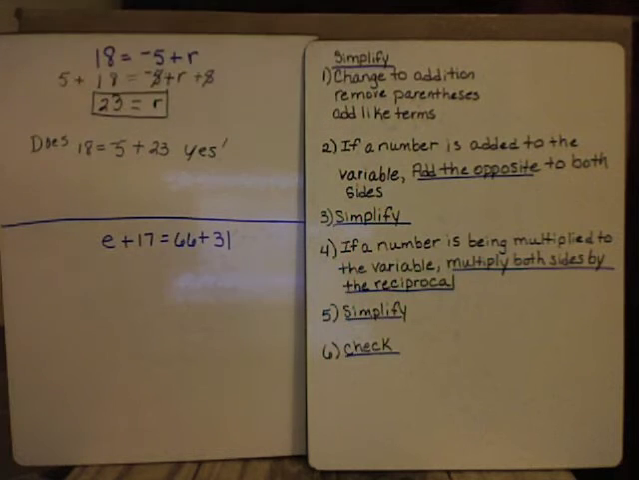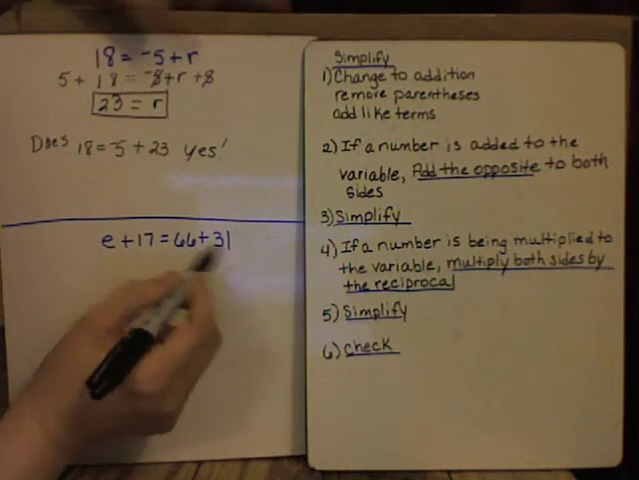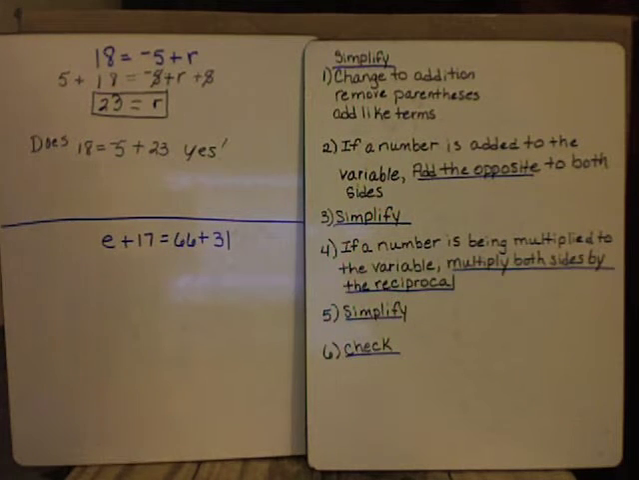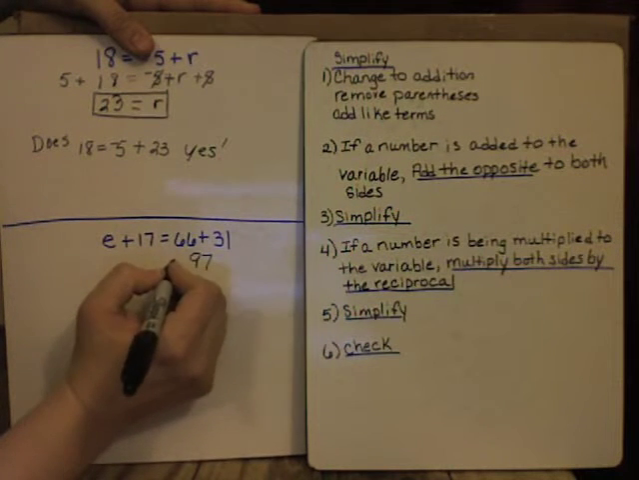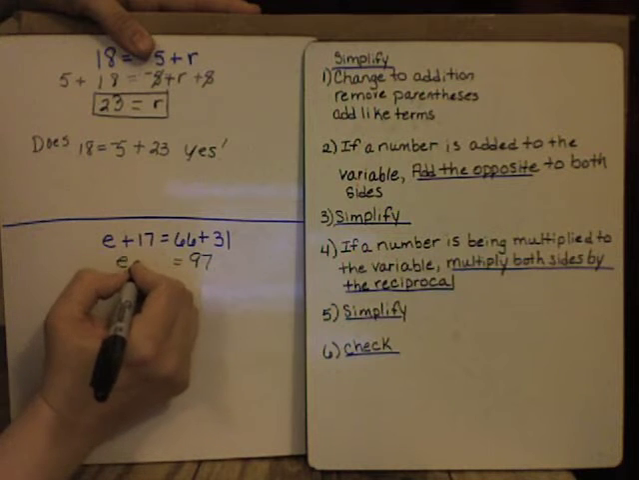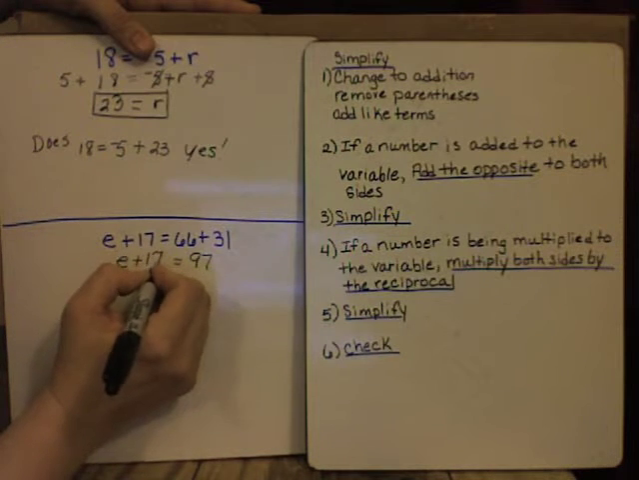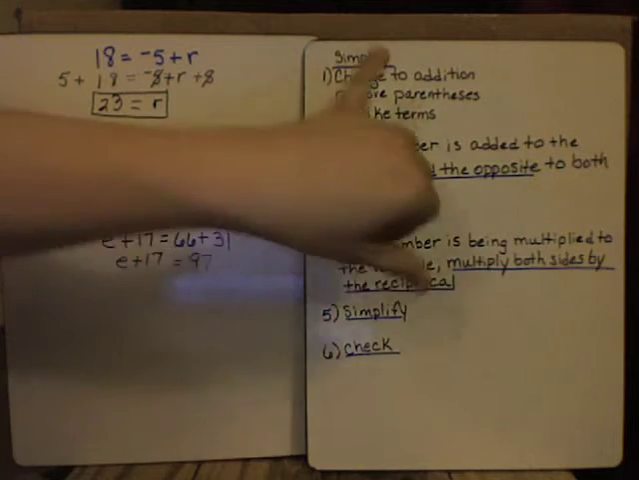Add like terms. Now we do have some like terms on the same side of the equals. On the right side we have 66 and 31. So we can go ahead and combine those two numbers together. 66 plus 31 is 97. And then just write the rest of the equation. Okay, we're ready for step 2.